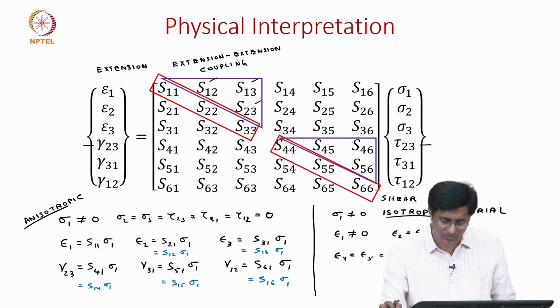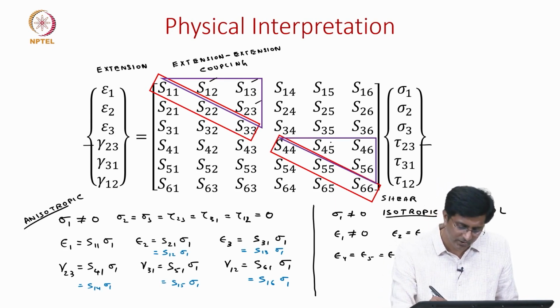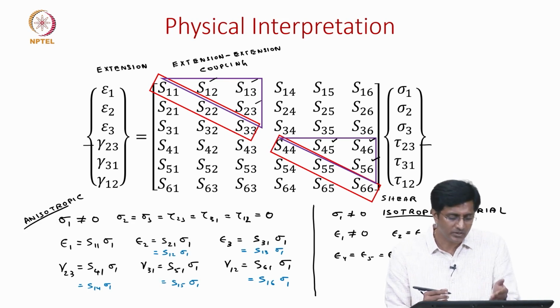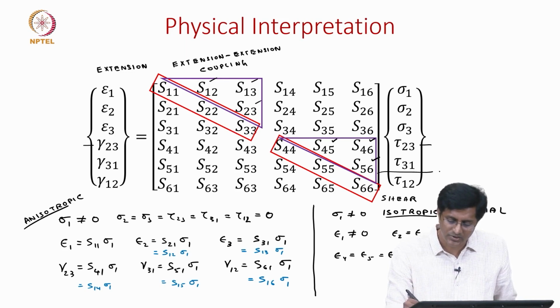Then we move our attention to this triangle where we look at S45, S46 and S56. What do these bring in? Similar to the extension coupling, they bring in the shear coupling.